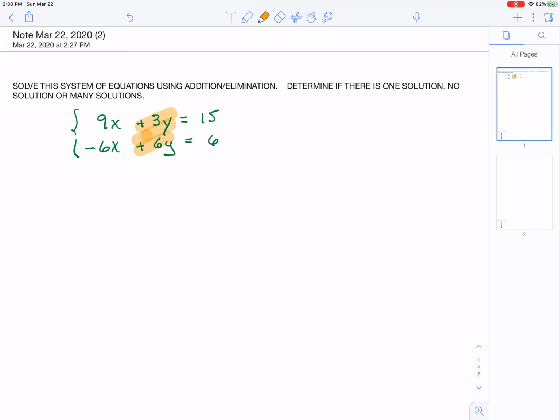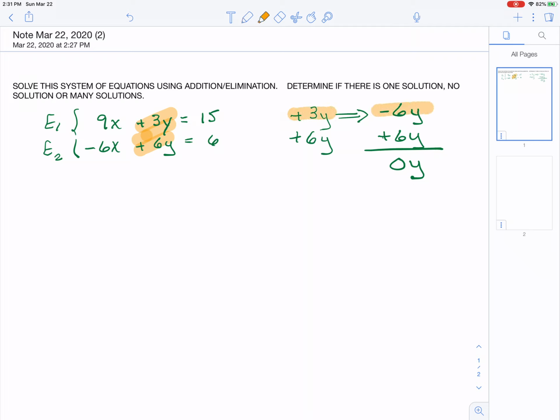y, because I'm noticing that I have a positive 3y on the top equation, or equation number 1, and on equation number 2 I have a positive 6y. So if I could take this top equation and turn this into a negative 6y and keep this positive 6y, then when I add down the column I could successfully eliminate the variable y. So in order to get from here to here, looks like I need to multiply equation number 1 by negative 2. So here I go.